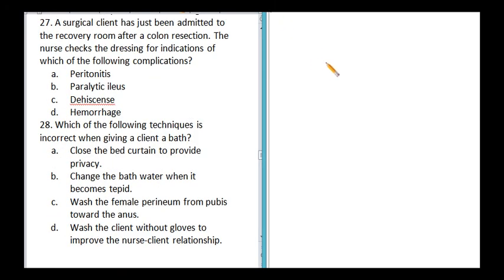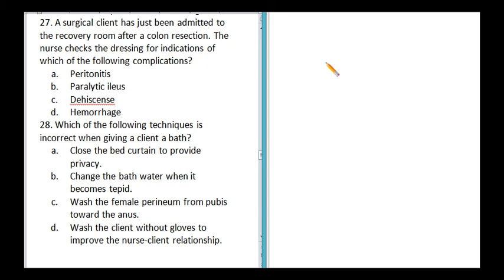Number 27. A surgical client has just been admitted to the recovery room after colon resection. The nurse checks the dressing for indication of which of the following complications? A. Peritonitis. B. Paralytic ileus. C. Dehiscence. Or D. Hemorrhage.